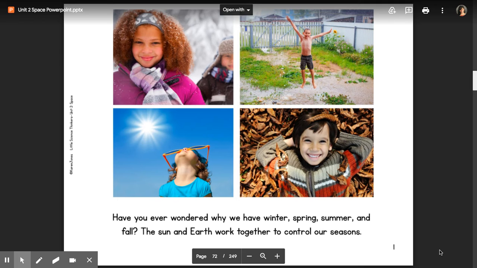Have you ever wondered why we have winter, spring, summer, and fall? The sun and earth work together to control our seasons.